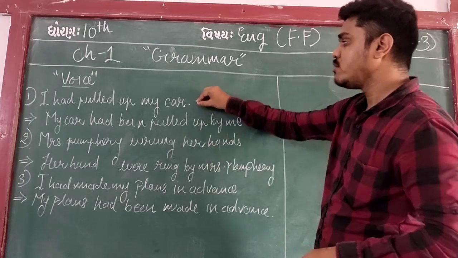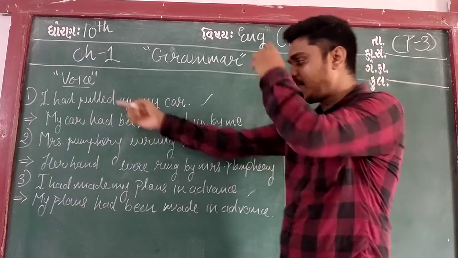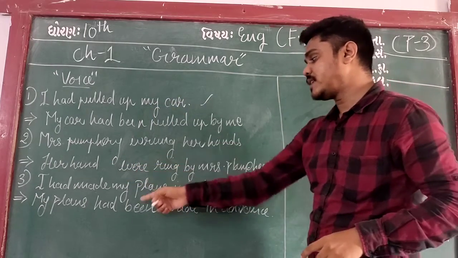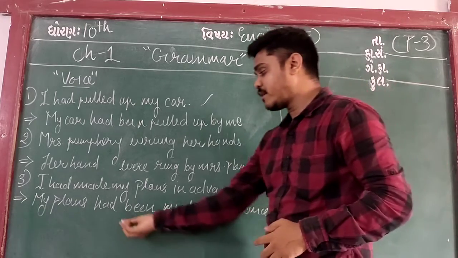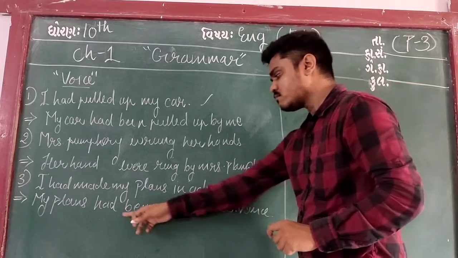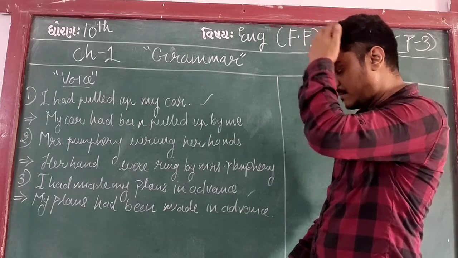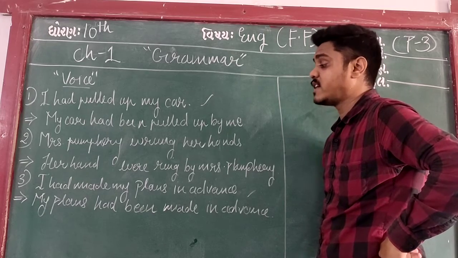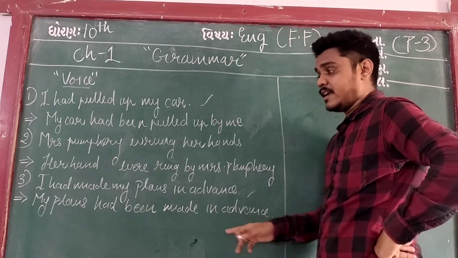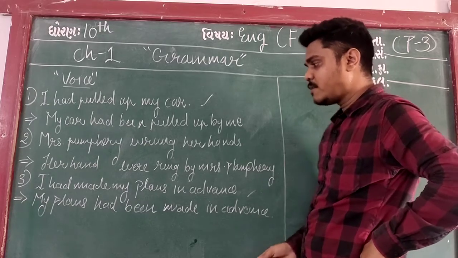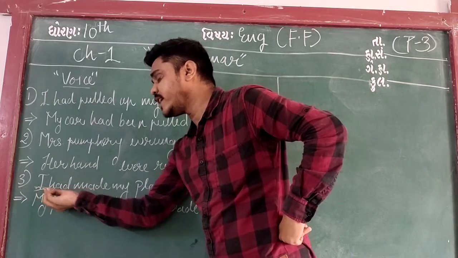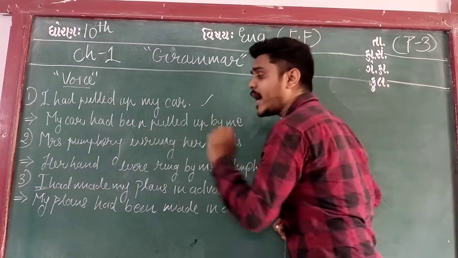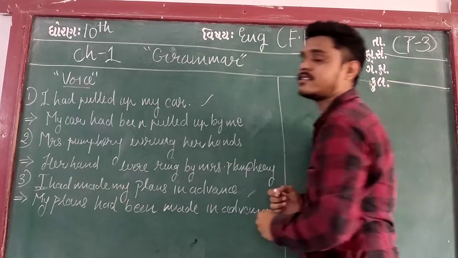See, here both the examples are the same. Both are past perfect. I had made my plans in advance. My plans had been made. Got it? This is perfect, not continuous. So, in advance. Here, there is a chance that the second sentence may become 'My plans had been made in advance by me.' Because here, the 'I' as a subject is not considered as an object. As the sentence does not require it, there is no requirement of this word as an object.